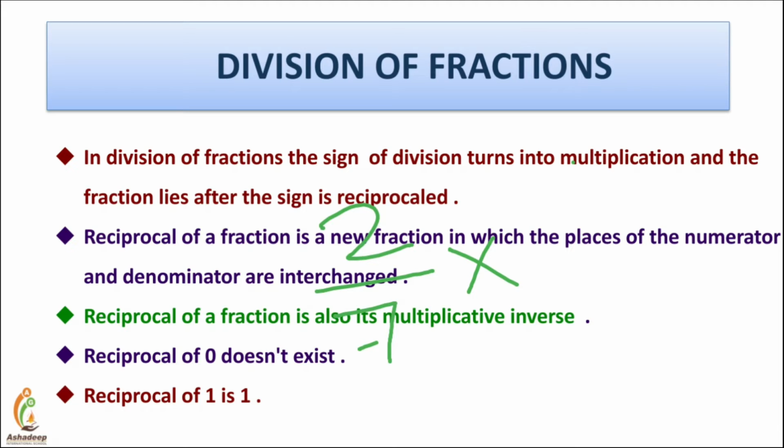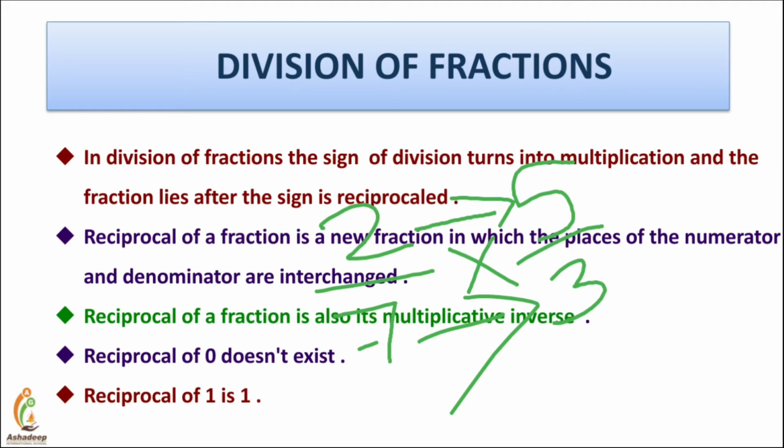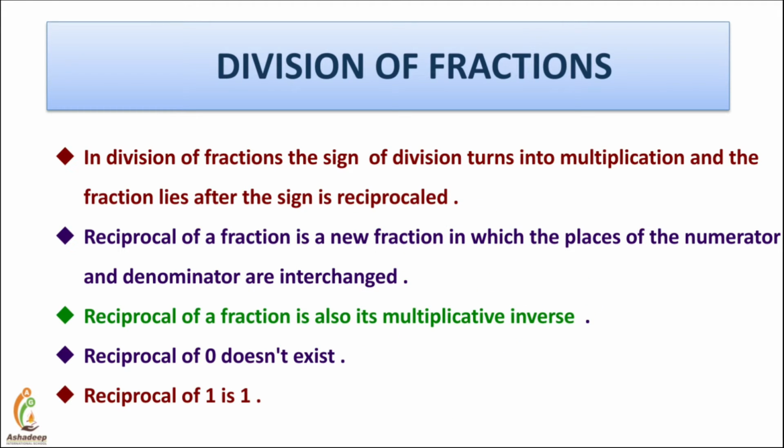The fraction after the division sign was 3 upon 5. So, we will take its reciprocal, that is 5 upon 3. Then, we will multiply the numerator with the numerator and denominator with the denominator. This is the method of doing division of fractions. Now what is reciprocal?